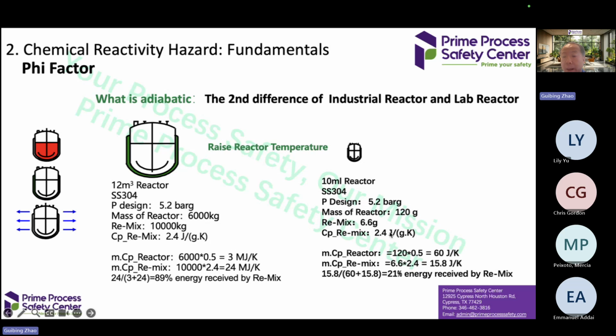You can see here, compare the heat capacity. For the small reactor, you only have 21% of energy distributed to the reaction mixture, and most of the energy was absorbed by the reactor itself. So this tells us very important information. If you run a small scale reactor, you probably will not see much temperature rise because most of the energy contributes to the reactor itself, because the heat capacity of the reactor itself is high.